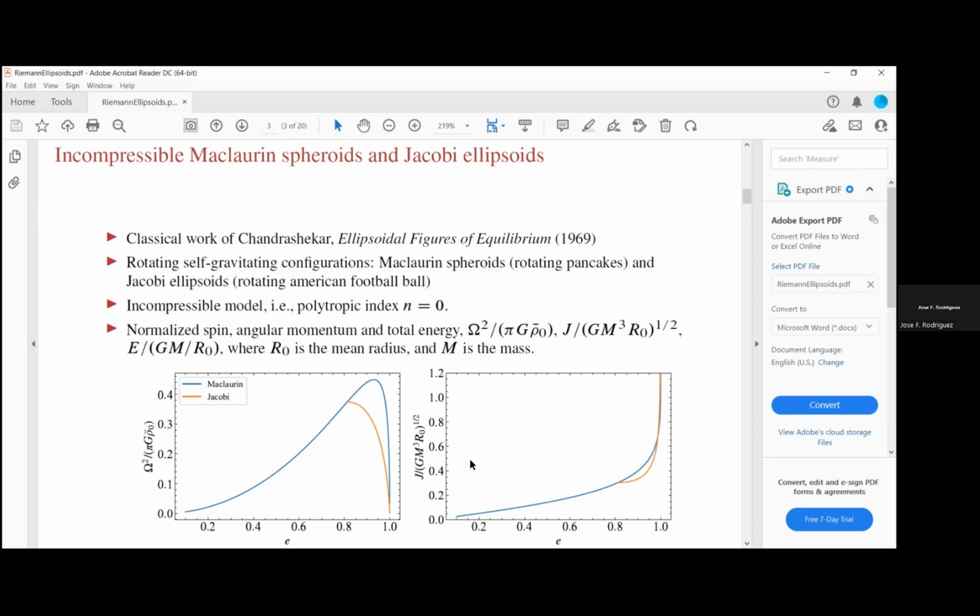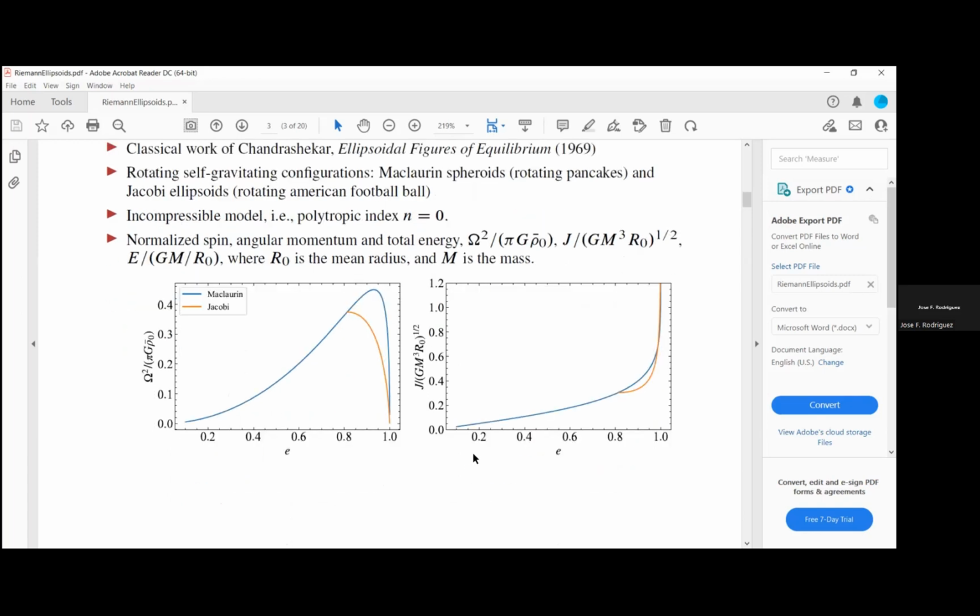The first works were done assuming that the matter is incompressible. This is equivalent to saying that the polytropic index is equal to 0. We will use normalized variables for the spin, the angular momentum, and the total energy of the object. Here we can see the equilibrium sequences for the Jacobi ellipsoid and the Maclaurin spheroid.